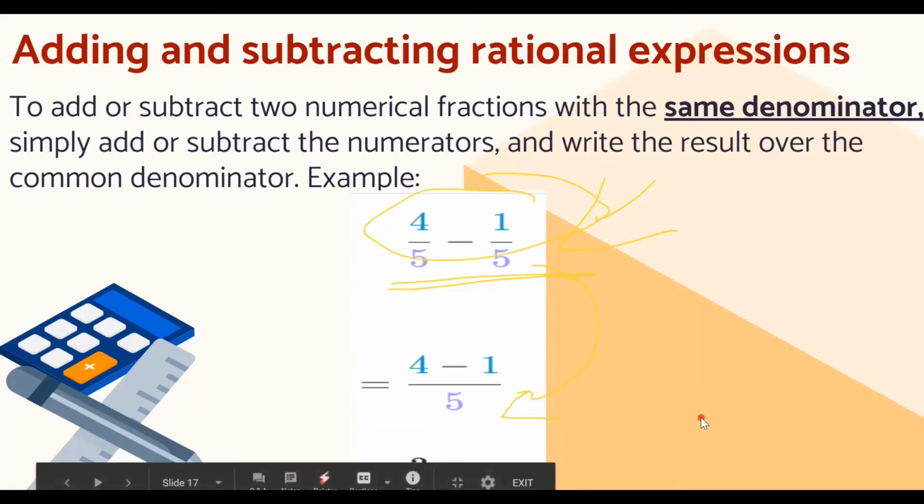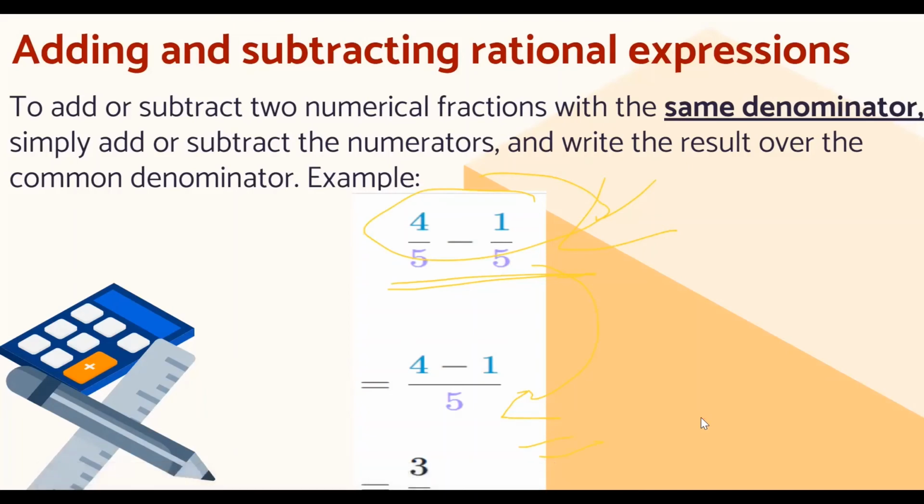I apologize. So this was actually, it cut off from the bottom. But then that's actually 4 minus 1 is 3. And then 5, you bring down the 5. You cannot simplify that fraction anymore. So that is your answer. That's how you simplify numerical fractions. You subtract numerical fractions, okay?